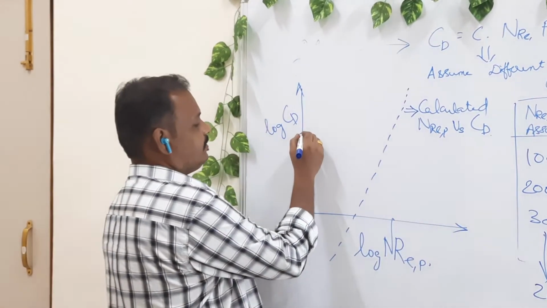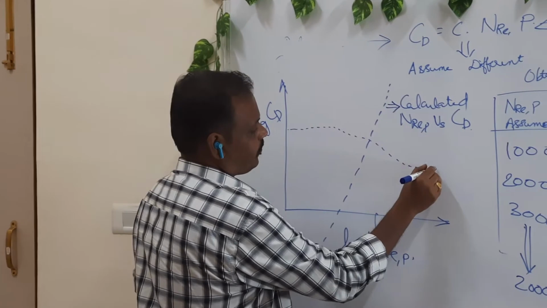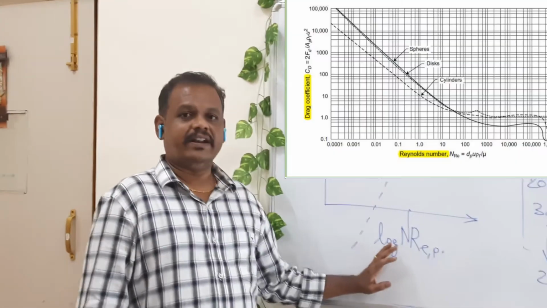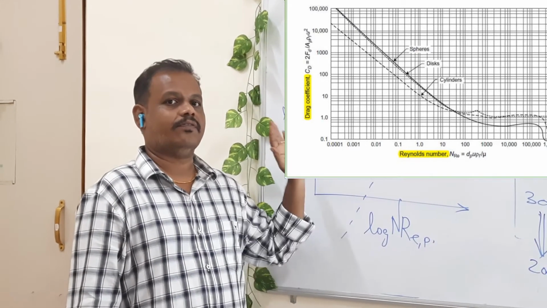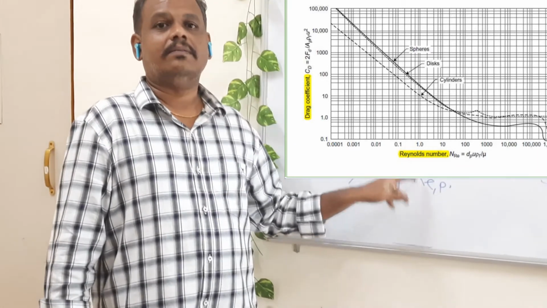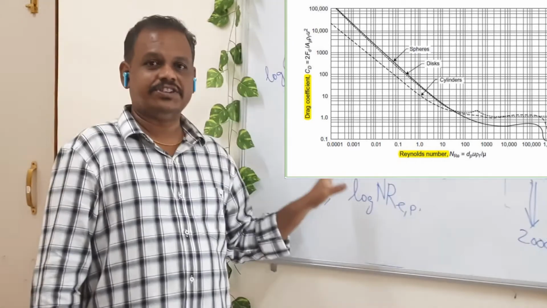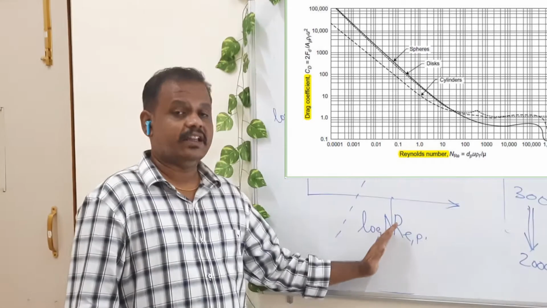This is the plot that is taken from the classical CD versus NRE data. From any chart, from web resources or Google, a classical CD versus NRE plot will be there. You have to extract that CD NRE relationship, and again plot it in the log CD NRE plot.